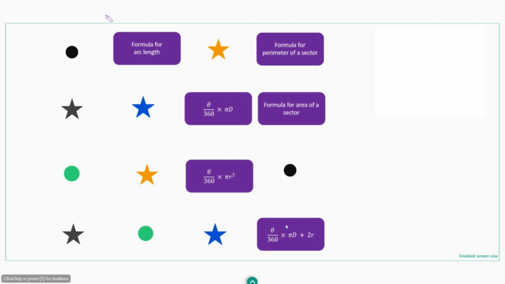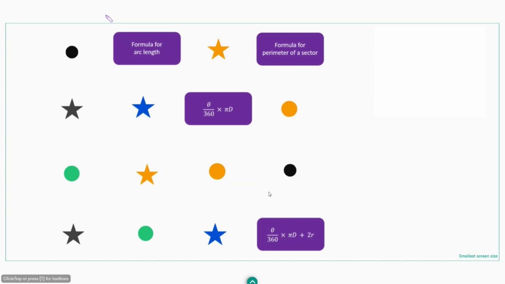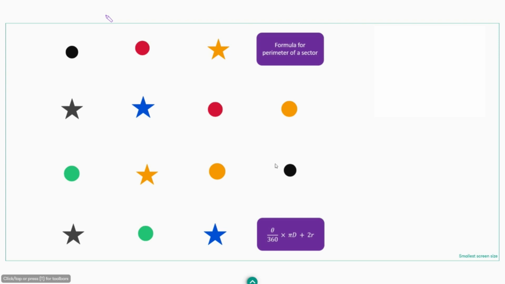And next? So the formula for area of a sector is theta over 360 times pi r squared. Good. And what does theta refer to? It's the size of the angle at the centre of the circle in the sector. Next one. So the formula for arc length, yes, is theta over 360 times pi d. Great. Well done. Well, we've only got one pair left, so they should be a match.